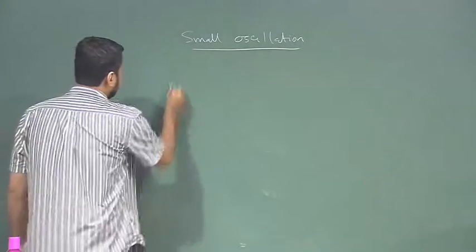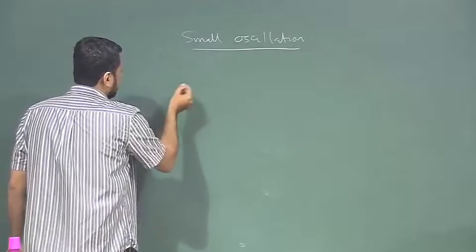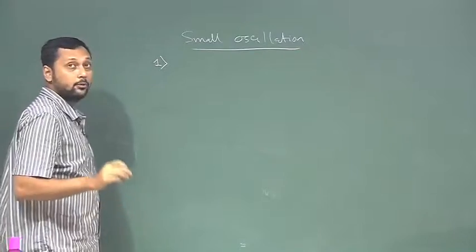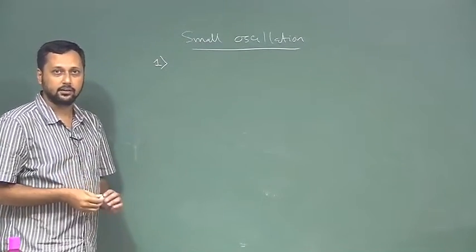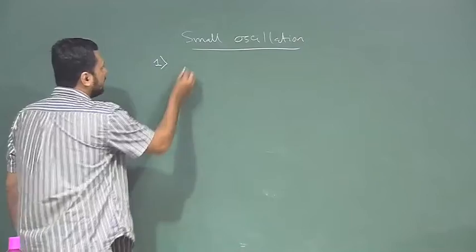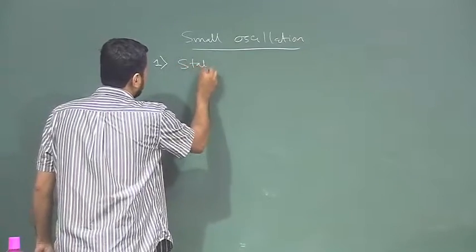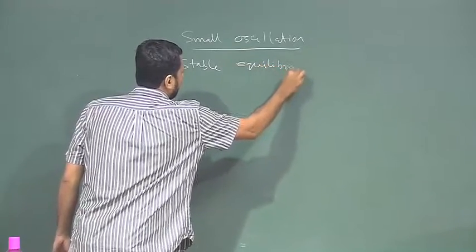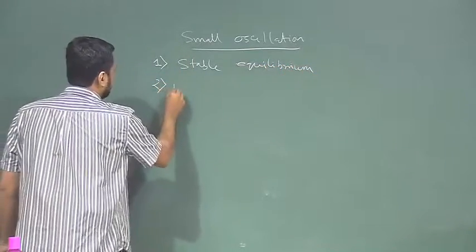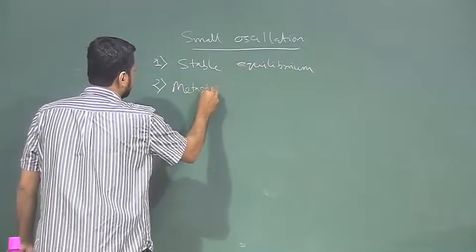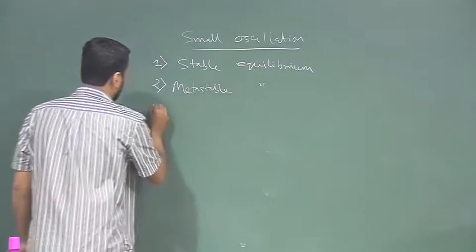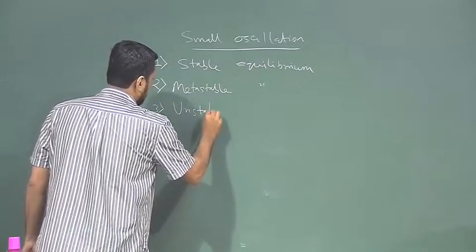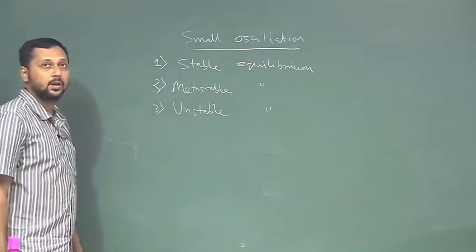So, what happens is, before we go into the details of small oscillation, let me tell you how many types of equilibrium can exist in a system. In a system, we can have a stable equilibrium, we can have a metastable equilibrium, and we can have an unstable equilibrium. What are these?